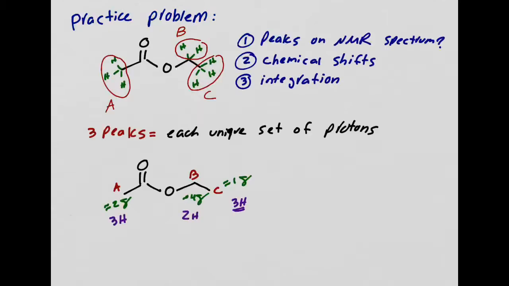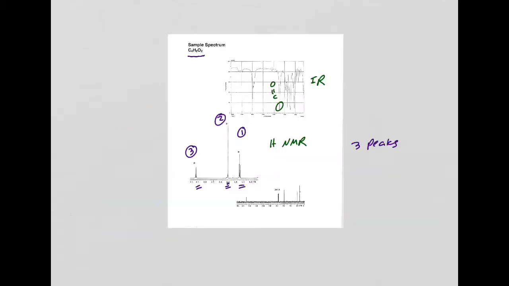Okay, now let's go back to our sample NMR. Over here, pay attention to this. So we had 1, 2, 3 peaks. And peak 1 had an integration of 3 hydrogen, then 3 hydrogen, then 2 hydrogen. And then you had the chemical shift about 1.1 ppm, 2 ppm, about 4.1 ppm. So we had the integration and we had the chemical shift.